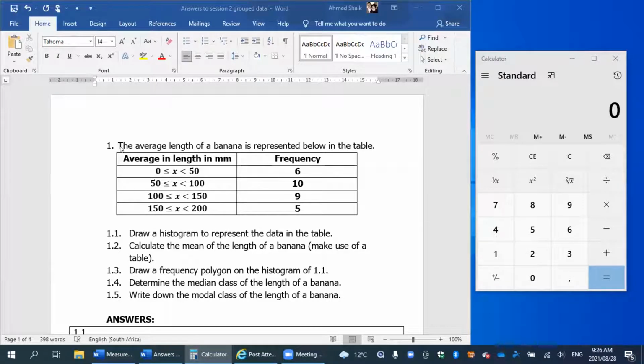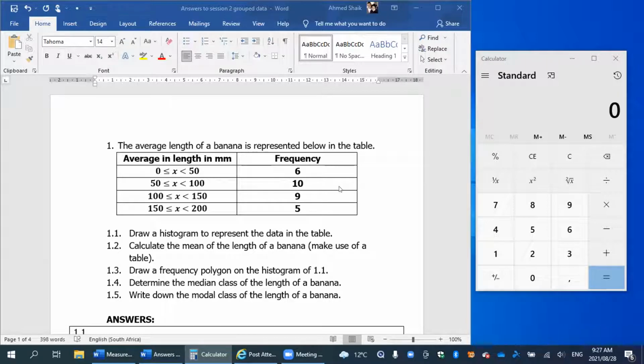Okay, looking at last week's lesson, question 1 said that the average length of a banana is represented below in the table. So we have a table here, and it gives us the average length in millimeters. That data is separated into 4 intervals. Our first interval is from 0 less than or equal to x, which is less than 50. And we had an occurrence of 6 frequent values in that interval.